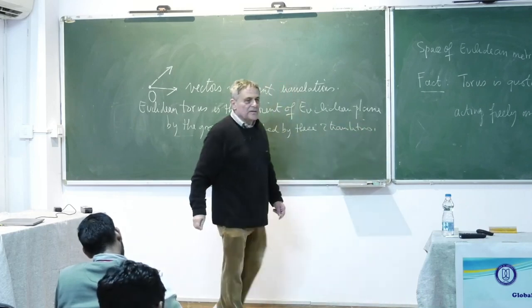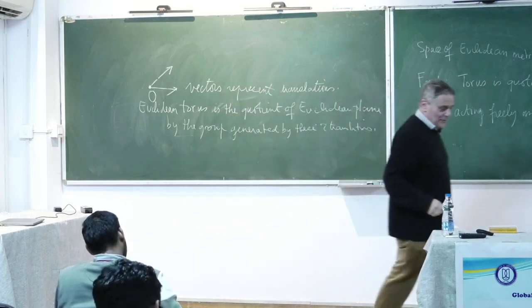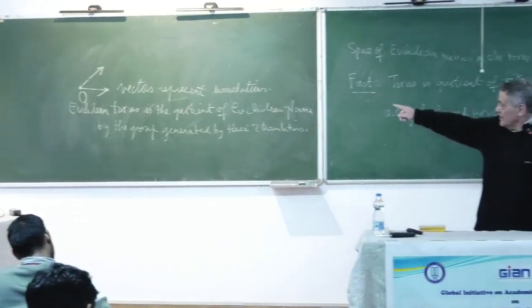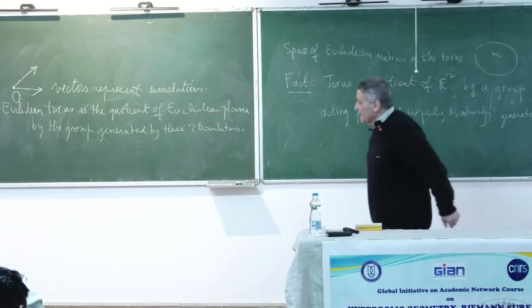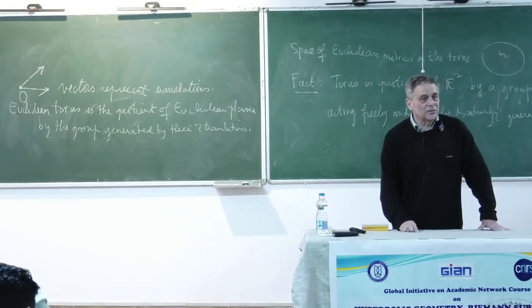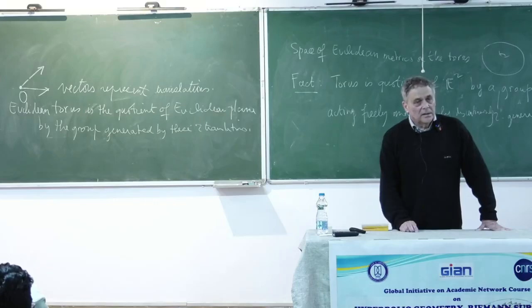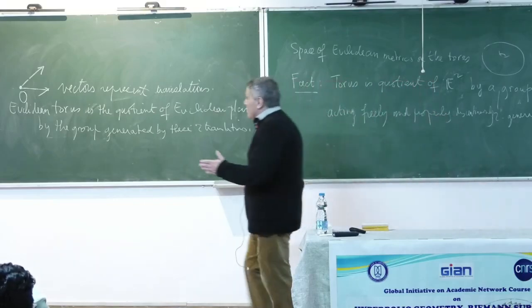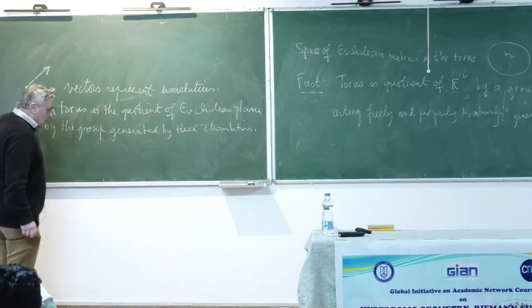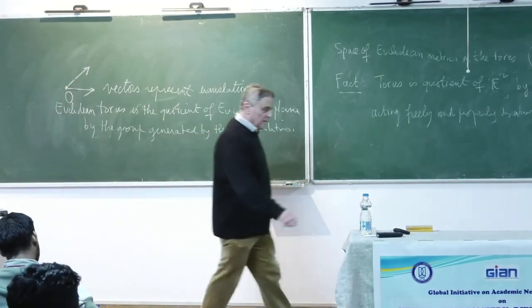I think I'm complicating the matter here because I don't know exactly what level I need. Okay, so do you understand this group generated by these two translations? Do you know what is a quotient space? Okay, so I have two independent vectors. Let's start with one vector. Maybe it's easier.